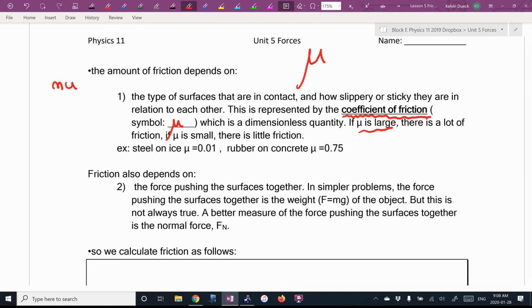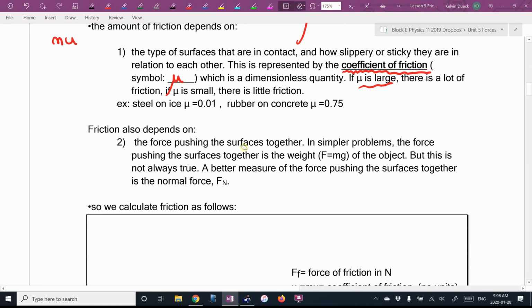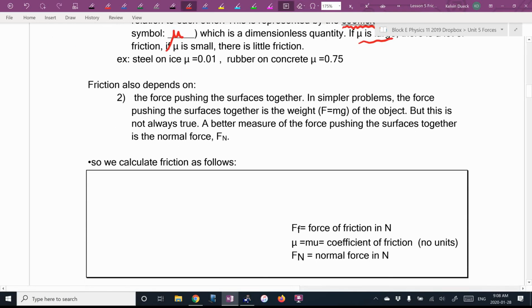The normal force. A much better way to calculate friction. So I wrote here, friction depends on the force pushing the surfaces together. In basic problems, that would be mg. The obvious one, normal force would be the same size. But that doesn't allow me to explain why pushing down on something or lifting up on something changes the friction force. And so a much better measure would be the normal force.